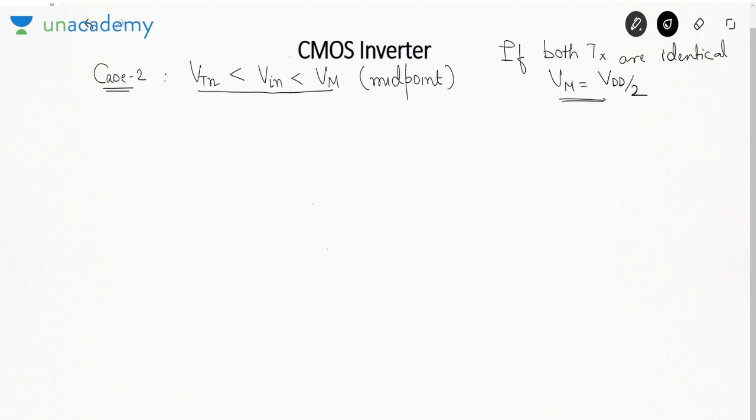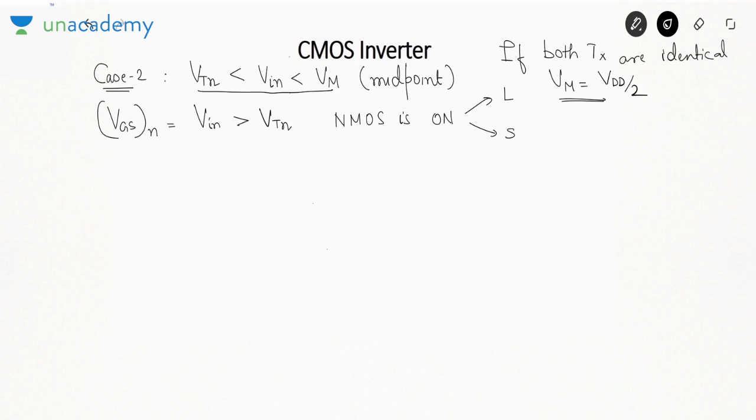So that is why it is called the midpoint voltage. Now we know for the NMOS, the gate to source voltage is actually Vin, and this Vin is greater than Vtn. So that means NMOS is on. It is on, it means it can be in two regions, either in linear region or in saturation region. It is not in cutoff, that much I can tell, but this condition can lead to two possibilities, either linear region or saturation.